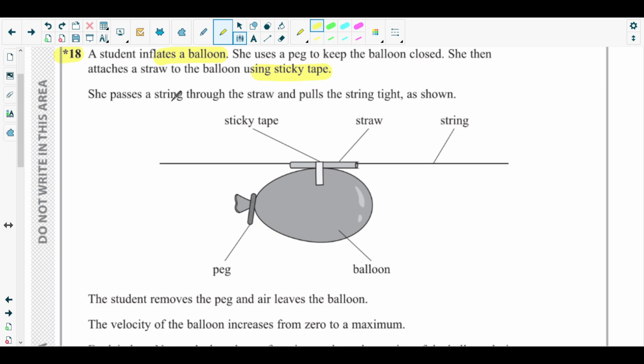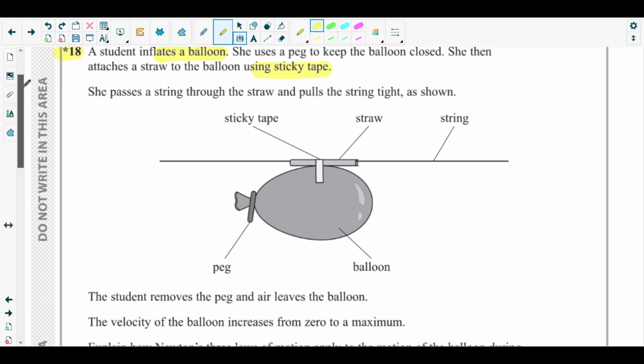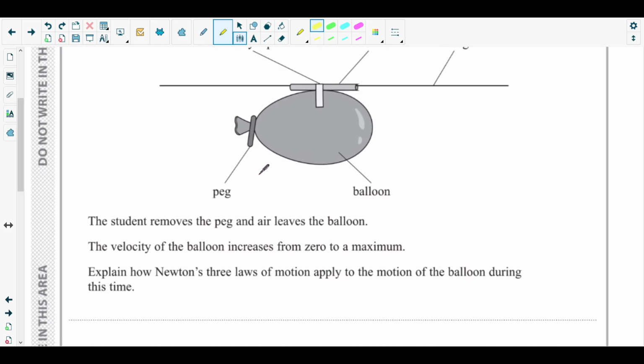She passes a string through the straw and pulls the string tight as shown. You can see everything in the figure. The student removes the peg and air leaves the balloon. The velocity of the balloon increases from 0 to a maximum. Initially the velocity of the balloon was 0, and then it accelerated and reached a maximum speed. I'm sure that you can figure it out, basically this is the terminal velocity.